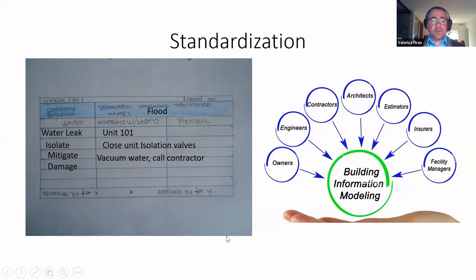So here I have an example of a draft SOP of the flood scenario. The one that we started in the 3C morning meeting. It's called flood.